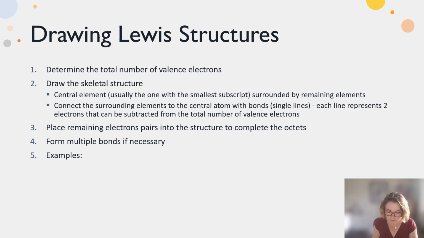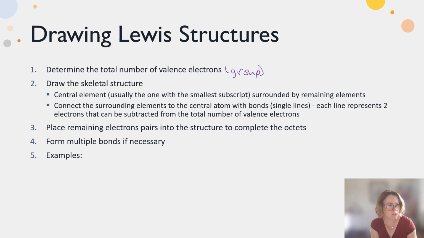Alright, so the very first thing we're going to want to do is to determine the total number of valence electrons. Now remember that our valence electrons come from the group or the family, right? So if I have an element that's in group 4, it's going to have 4 valence electrons. If I have 2 of those elements in that compound, then I need to account for that. So I'd have to multiply that by 2.